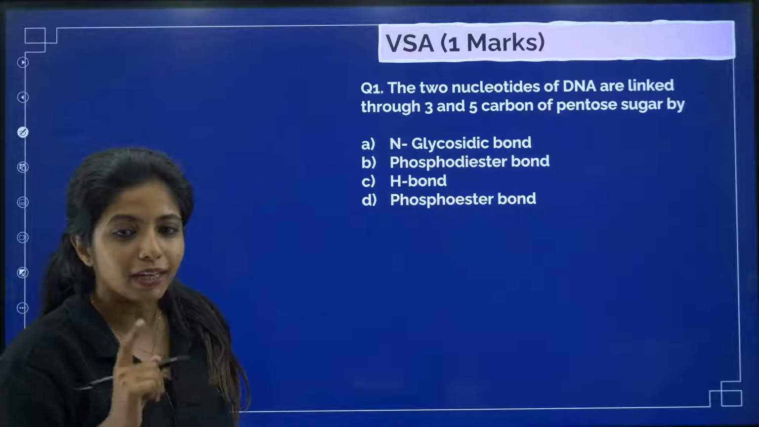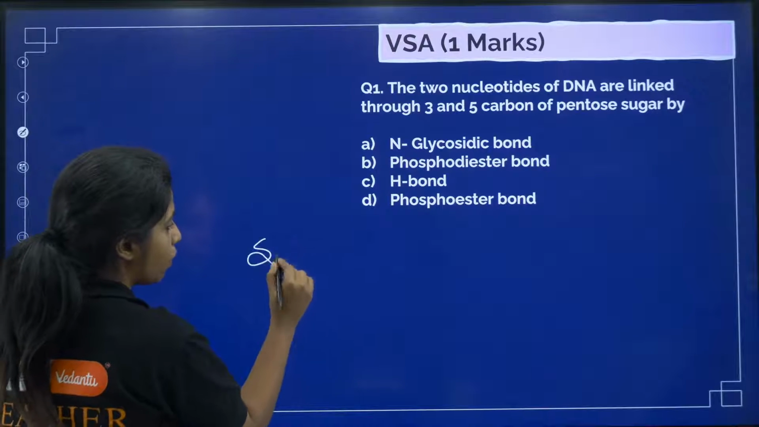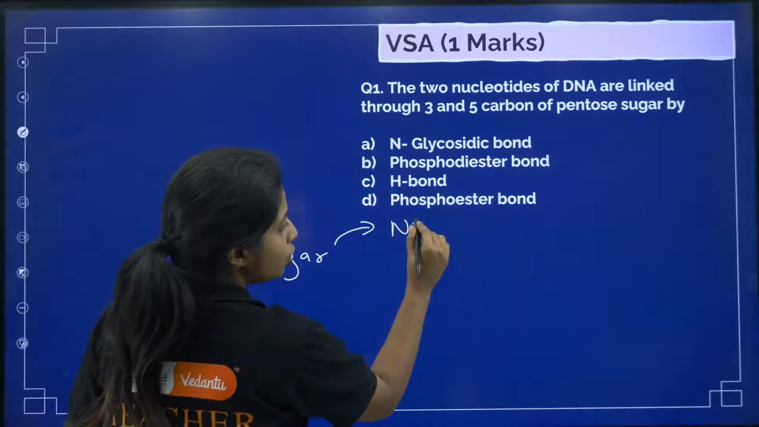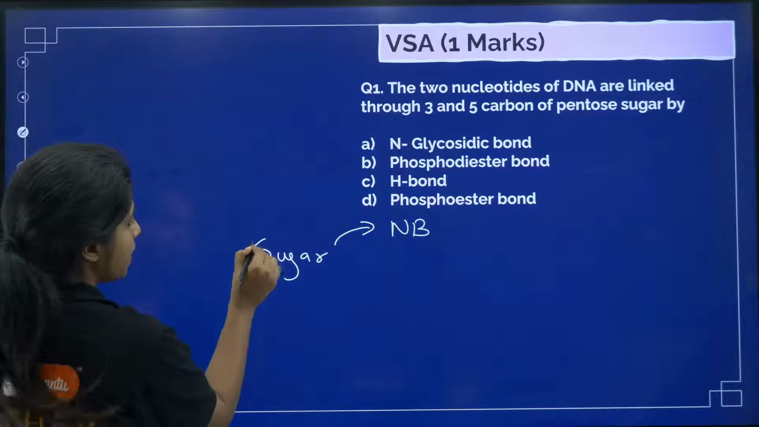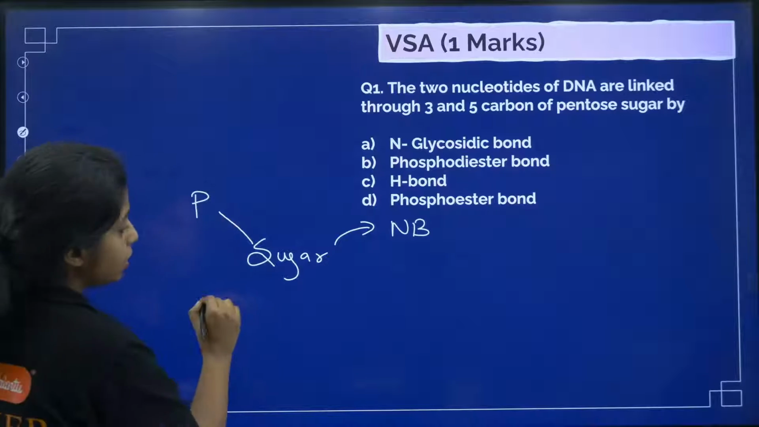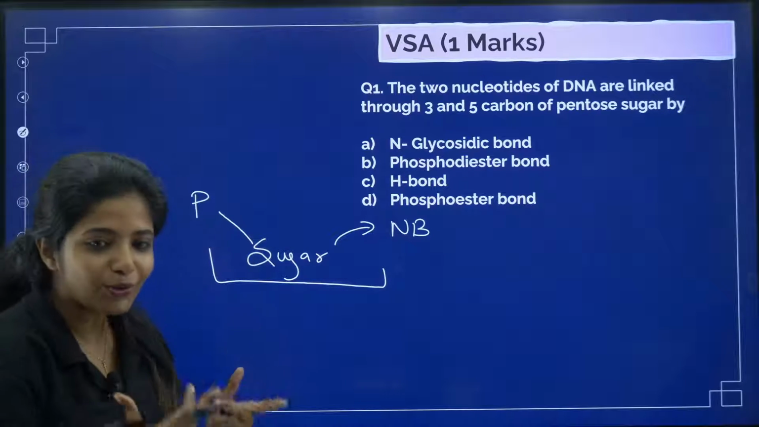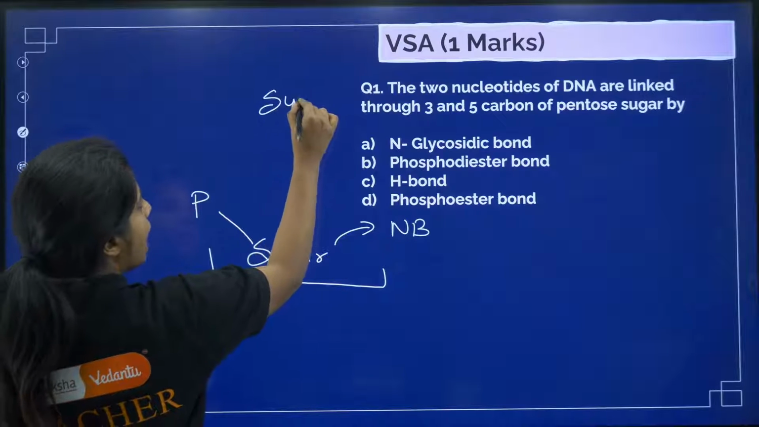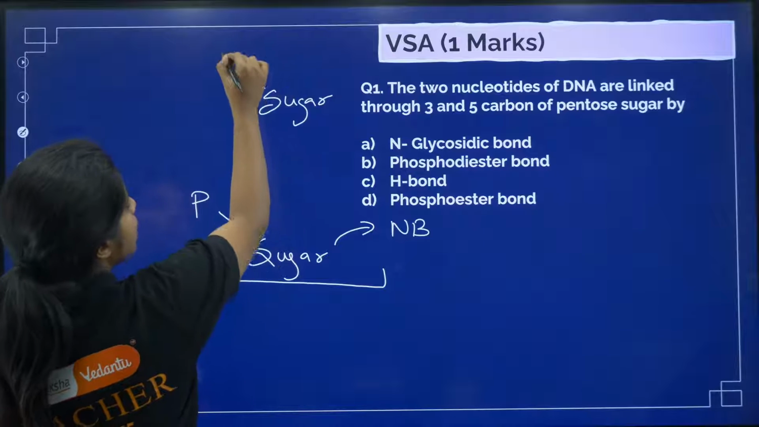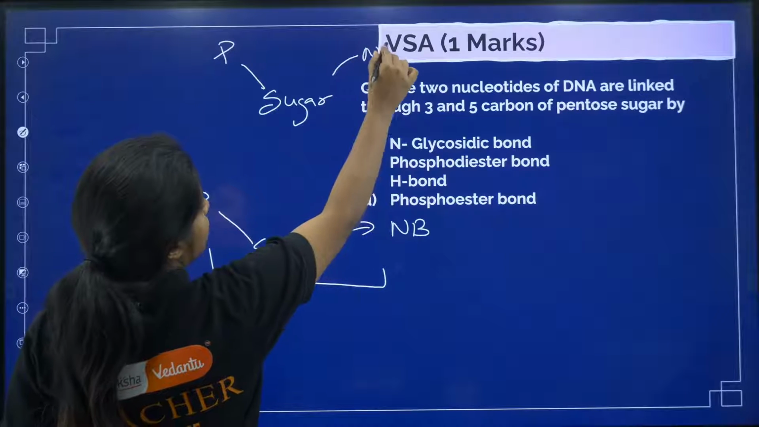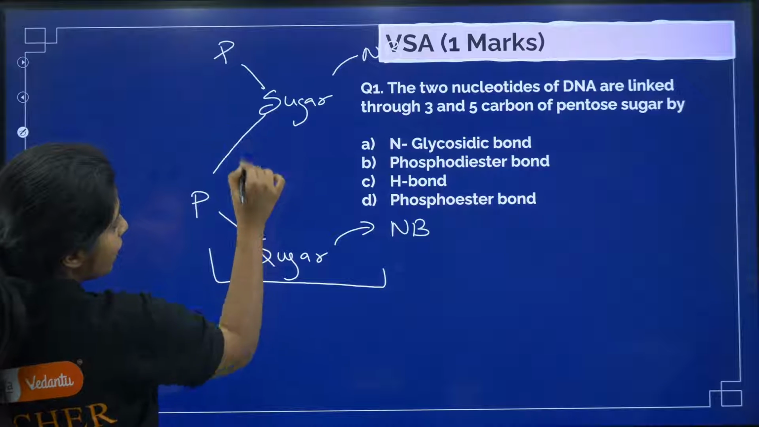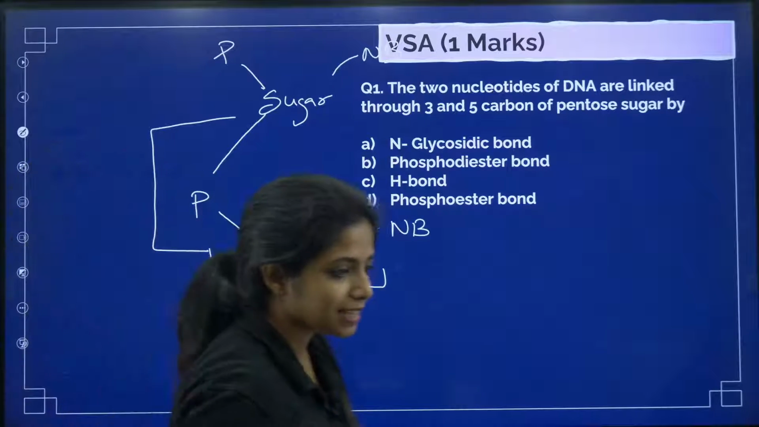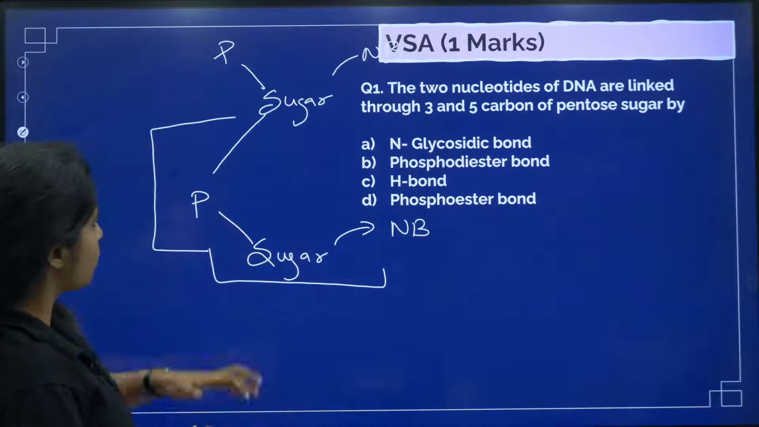So I hope you know that a nucleotide is made up of a sugar, and the sugar is bound to a nitrogen base, and also a phosphate group. This whole thing is what you call as nucleotide. Now over here this nucleotide is actually bound to another sugar right there, with the help of a bond like this. What do you call this bond? Any guesses? What do you call this bond as?